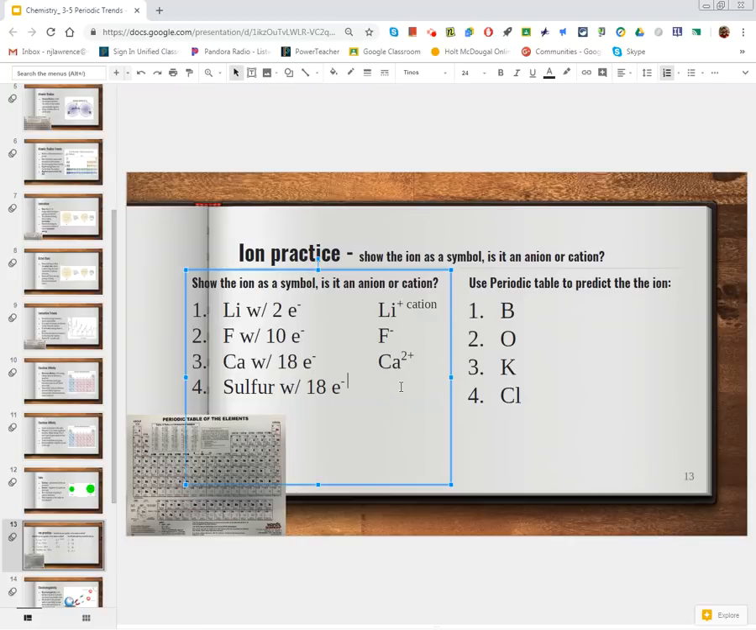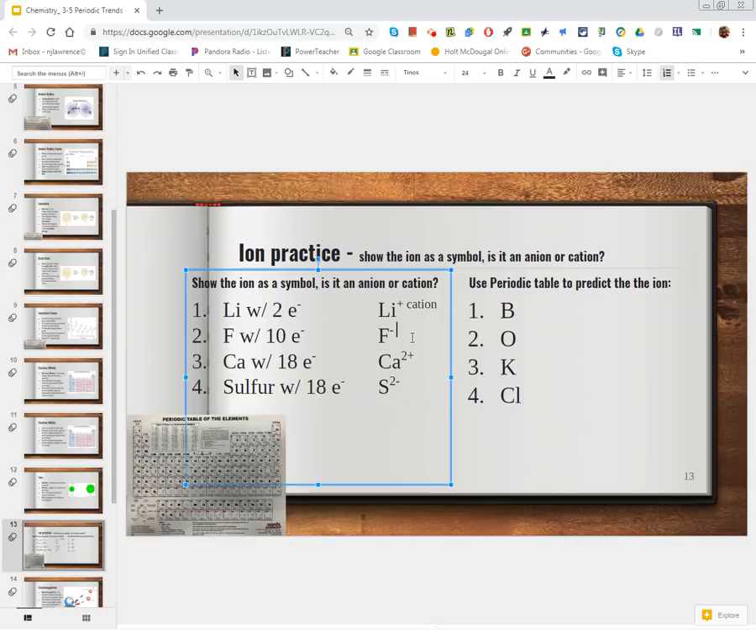And then sulfur, you would see, would be sulfur negative 2. Again, sulfur has a total of 16 positive protons compared to 18 negative electrons, which means you have a negative 2 charge. So all we're doing is comparing the protons to electrons, and that's how we got these charges.